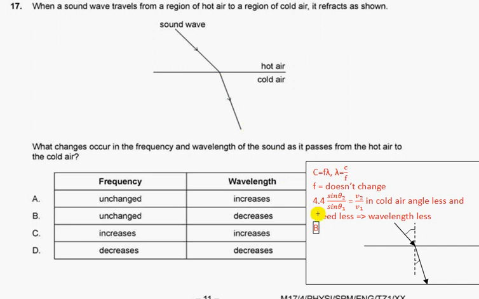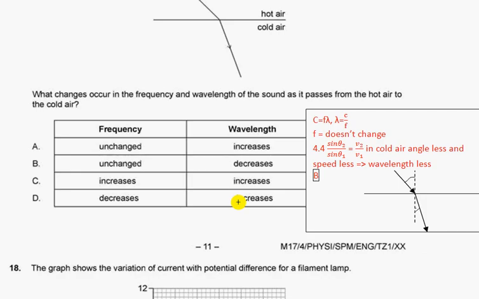From section 4.4, I have this Snell formula linking angles and speed. We see that the angle decreases. The angle is between the normal and the ray. So the angle decreases, it means the speed decreases, and as speed decreases, wavelength decreases. So we choose answer B, frequency unchanged, wavelength decreases.